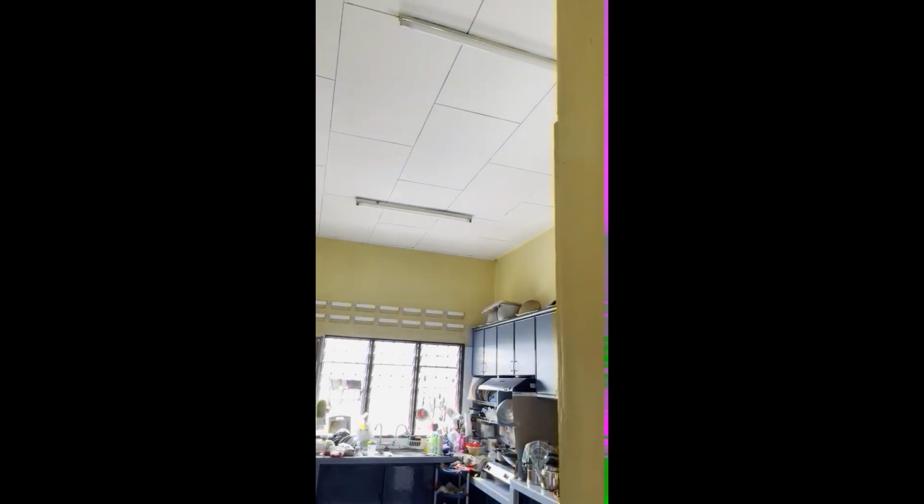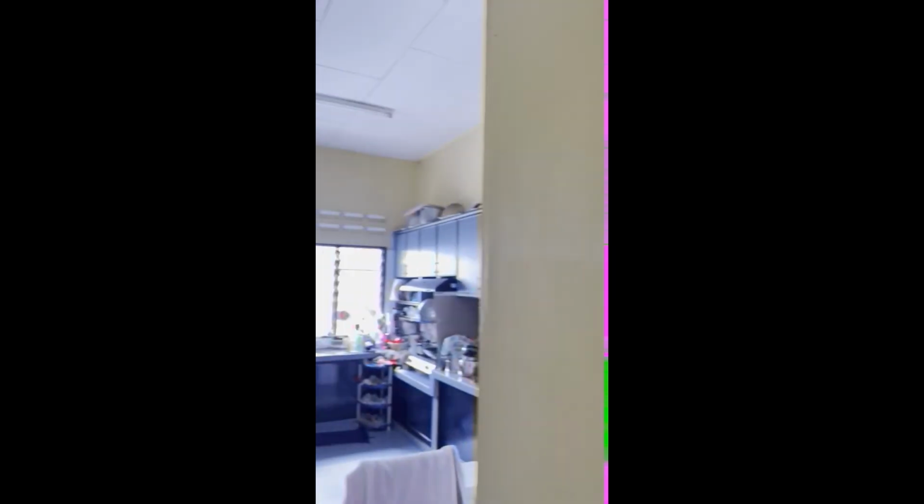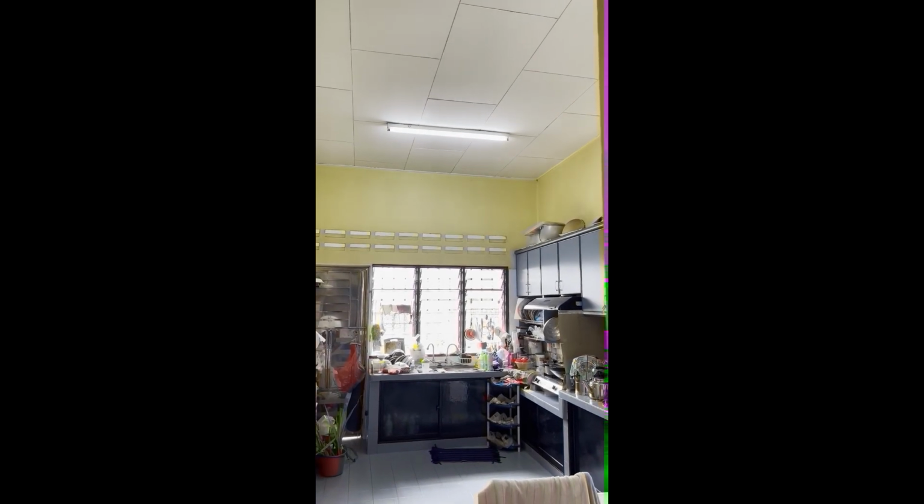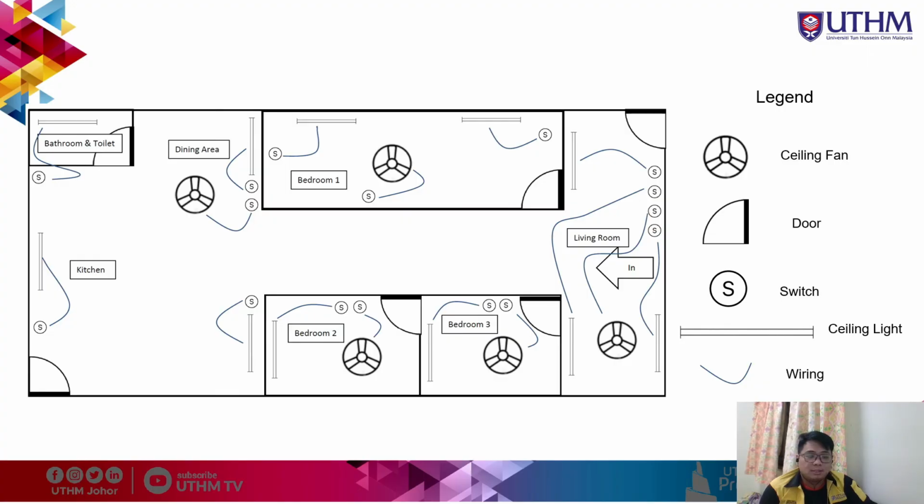Then this is the switch for the toilet. And this is the kitchen. This is the switch of the kitchen. Then I turn on and off. This is the basic house plan of my house.